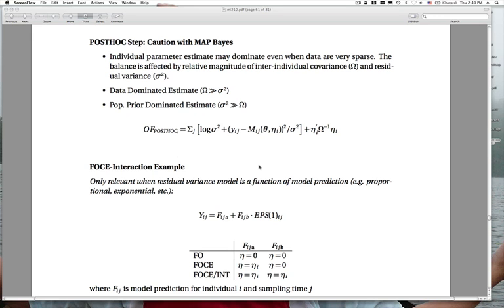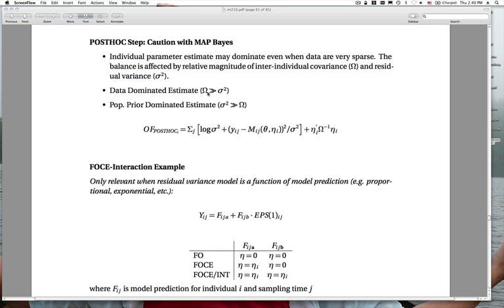So remember, we said that under FO, the only way to get the individual estimates is to run a post hoc step. But you've got to be cautious with that. Here's an example of why you need to be cautious. The individual parameter estimate can be dominated, even when the data are very sparse, by the data. The converse is also true, that when the data are extensive, even the parameter estimate can be dominated by the prior. And it really depends on the relative magnitude of the inter-individual variability versus the residual variability.